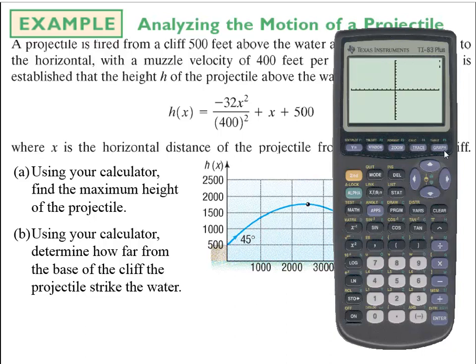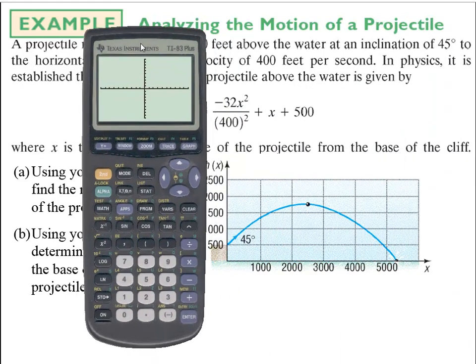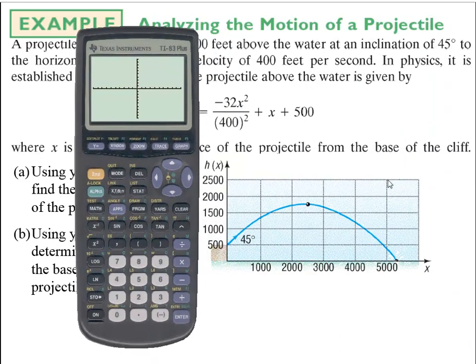Now look, obviously when I graph, I don't see the graph. The reason I don't see the graph is because my window is going from minus 10 to 10 on the x-axis, minus 10 to 10 on the y-axis, and that obviously is not what's going to work here. So the graph that's given to me within the problem shows me that I should go out beyond 5,000, let's say to 6,000.